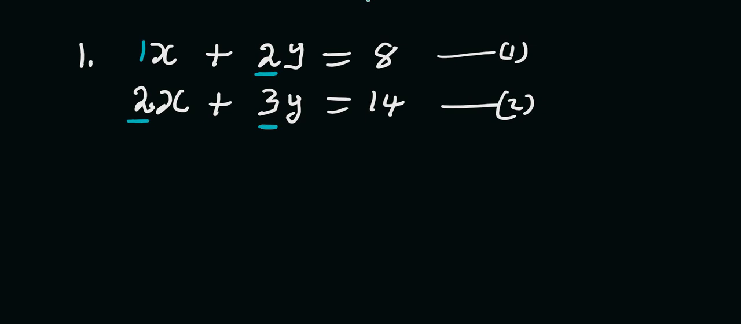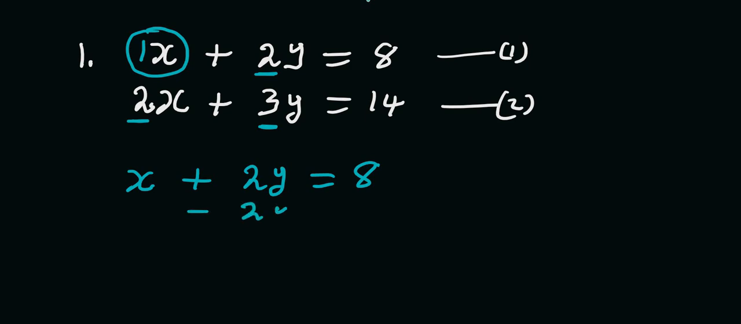So now we are going to take equation 1 because of the coefficient of x. The reason being that the coefficient of x is 1, so it will be easier for us to write x in terms of y. Or in other words, we are going to make x the subject of the formula. So now let's write equation 1 out. We have x plus 2y equals 8. So in order to write x in terms of y, we are going to subtract 2y from both sides.